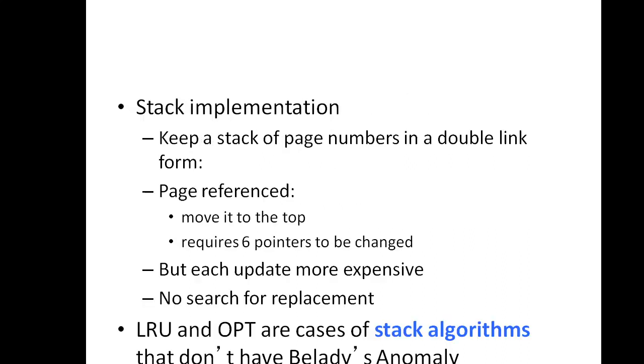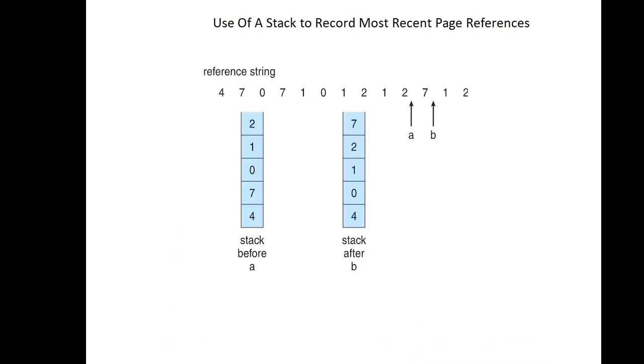The next implementation is using a stack. We will be having a stack of page numbers here. In order to implement LRU replacement, we maintain a stack which contains page numbers. Whenever a page is referenced, it is removed from the stack and put on the top of that stack. In this way the most recently used page is always at the top of the stack, and the least recently used page will always be at the bottom. You can see the figure in the next slide.